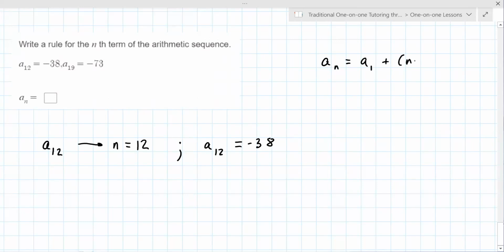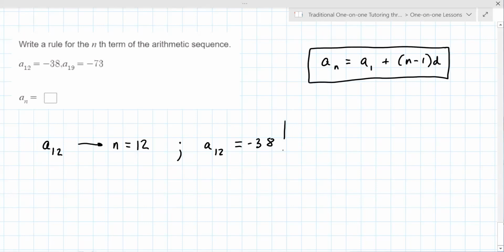So this is our formula. We're going to use this a bunch of times here. Instead of an, you're going to write this number here, minus 38. You don't know a1, so you don't write anything there, but you do know that n is 12. So it becomes 12 minus 1 times d. If I simplify this 12 minus 1, I get minus 38 equals a1 plus 11d. There are two unknowns in this equation.